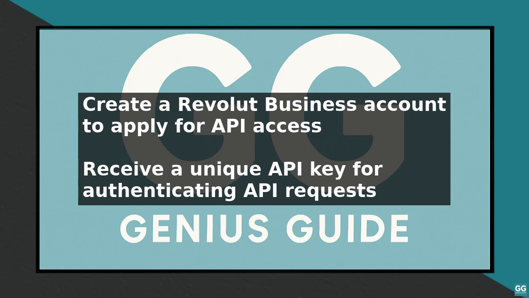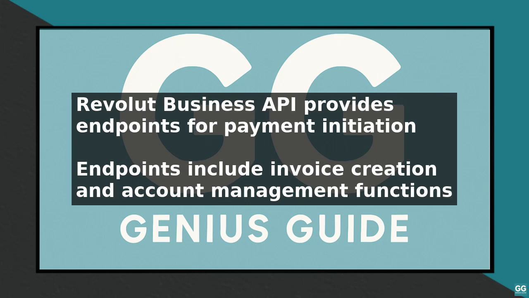Making API requests. To make an API request, you need to send an HTTP request to the relevant endpoint. You can use a programming language like Python or Java to send the request. You need to include your API key in the request header to authenticate the request. The API will respond with a JSON object that contains the result of the request.